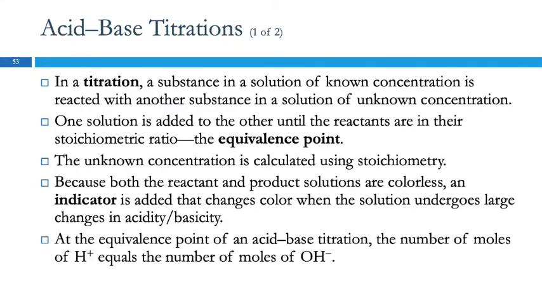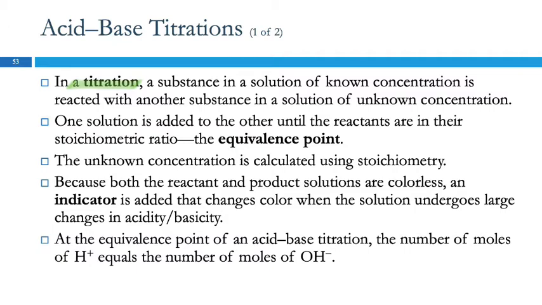We're going to talk about acid-base titrations. We've been talking about acid-base reactions, and a titration is a technique which takes advantage of an acid-base reaction. So the idea here is that we've got a substance with a known concentration, and we're going to react that with a substance that has an unknown concentration. The goal is to find that unknown concentration.